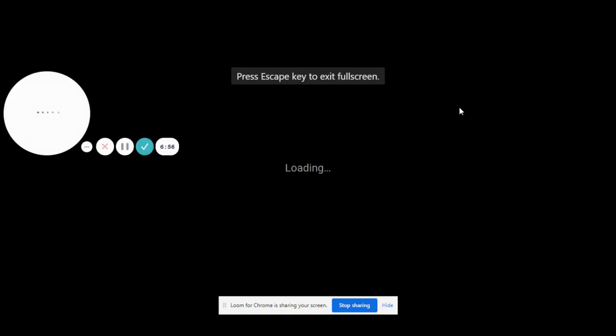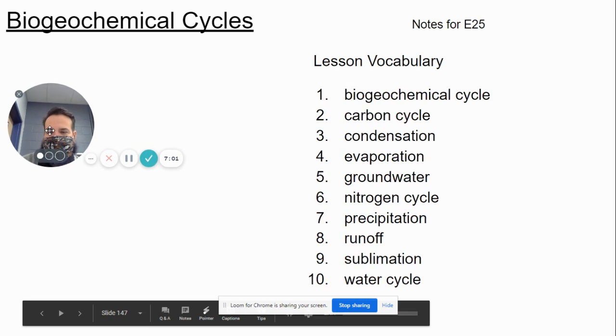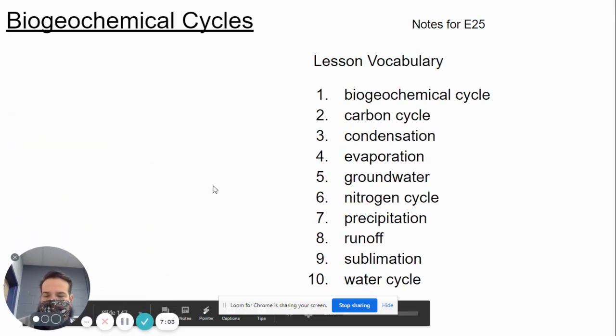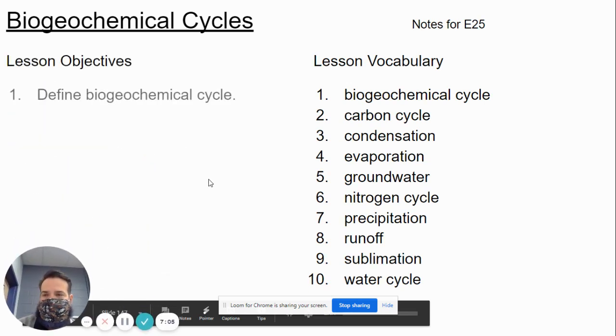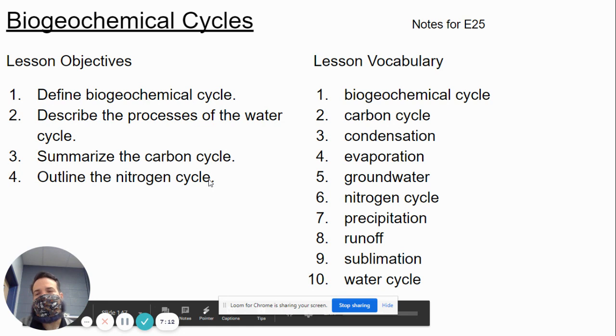Okay, and that sounds really complicated and scary, but I promise you it's not. Bio just means life, geo means earth, chemical means chemical. So remember before break, we talked about how matter in an ecosystem is constantly being recycled over and over again. Well, this is how the matter gets recycled.